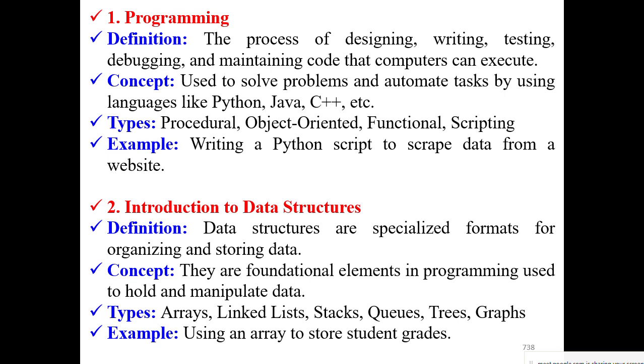Then types: C is a procedural language, and Python, Java, C++ are the object oriented programming languages, and also functional and scripting. C is a functional language, C++ is also a functional programming language. What is the meaning of functional? We are using two types of function in a program, predefined functions and user defined functions.